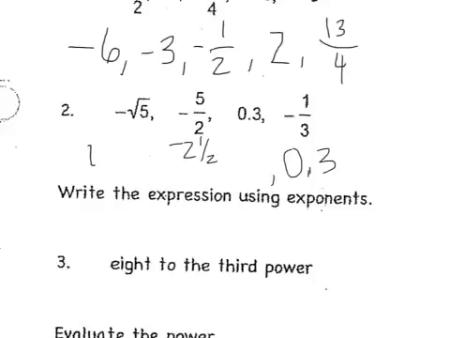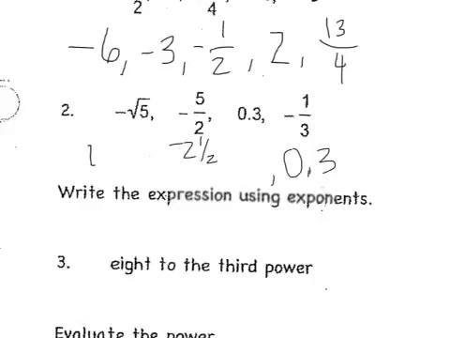And for the square root of 5, square roots mean that a number times a number gives you the number inside the square root symbol. So we know that it's a little bigger than 2. But it's not as big as 2.5.